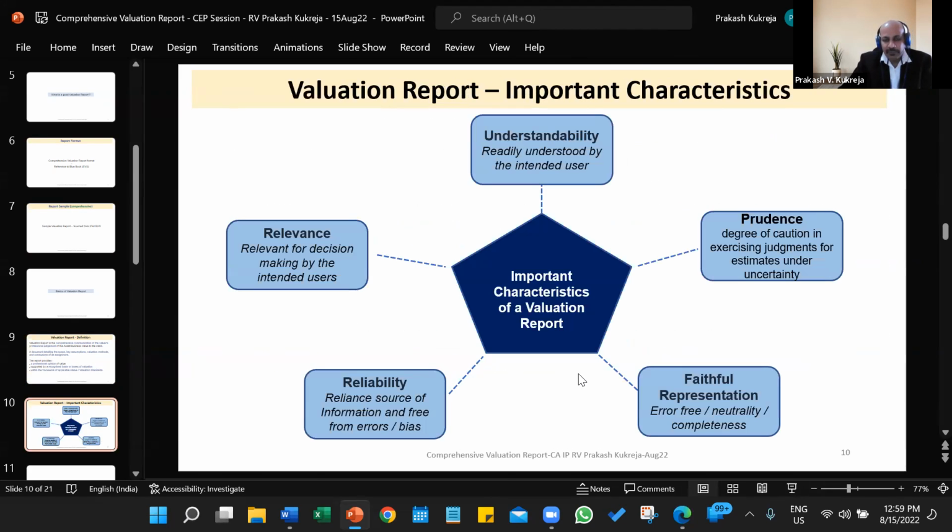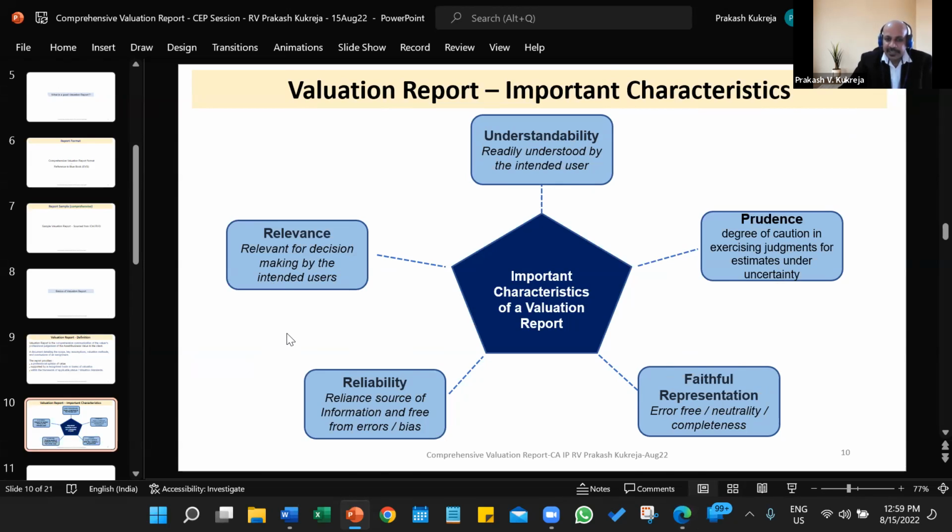Then from a characteristics perspective, we have to cover all these points: it should be relevant, it should have understandability, because the intended user of the report should be able to derive value from this. It should be relevant for them. Then the prudence part is very important. If you're using any kind of judgment, any assumption, you should be specific about it. Faithful representation, very straightforward. Error-free, neutrality, completeness, reliability.